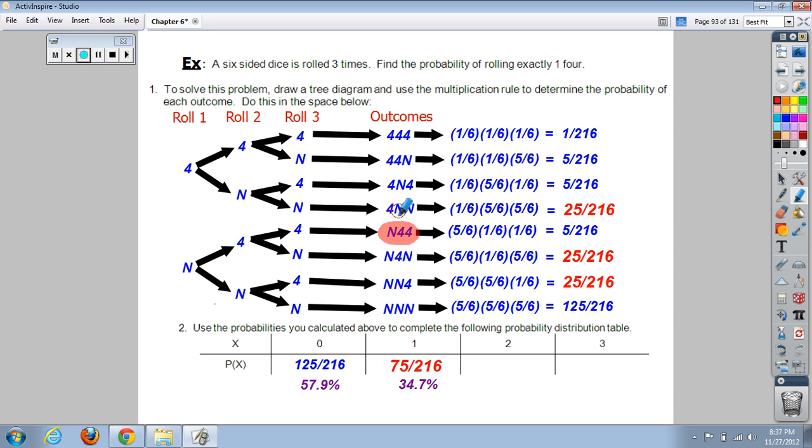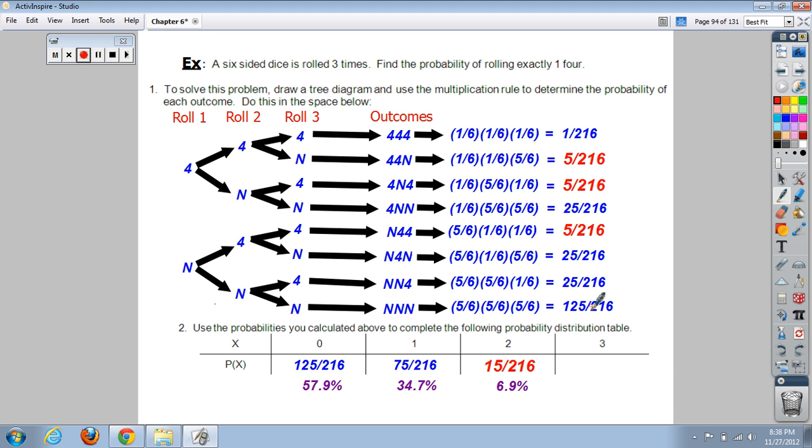for 2 4s out of 3. There's 2 4s, there's 2 4s, and there's 2 4s, which all relate to a 5 in 216 chance. And again, since all of those are disjoint events, either this will happen or this will happen, I can add my 5, 5, and 5 to get a 15 out of 216 chance, which is approximately a 6.9% probability. And last but not least, getting 3 4s out of 3 rolls, well, that only happened one time, and there's our probability, 1 out of 216.